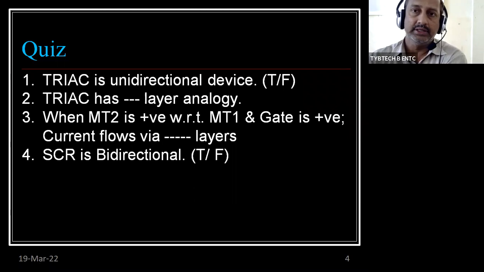If your answers are ready, you can put them in the chat box. Roll number 9. Let's try to give the answers for these questions. For that, you can refer to the earlier slides, or the diagrams you have drawn in the notebook, if they are there. The first question asked in this slide is: DIAC is a unidirectional device, true or false. DIAC has dash dash layer analogy. That is what we have studied, and that is what is asked here.